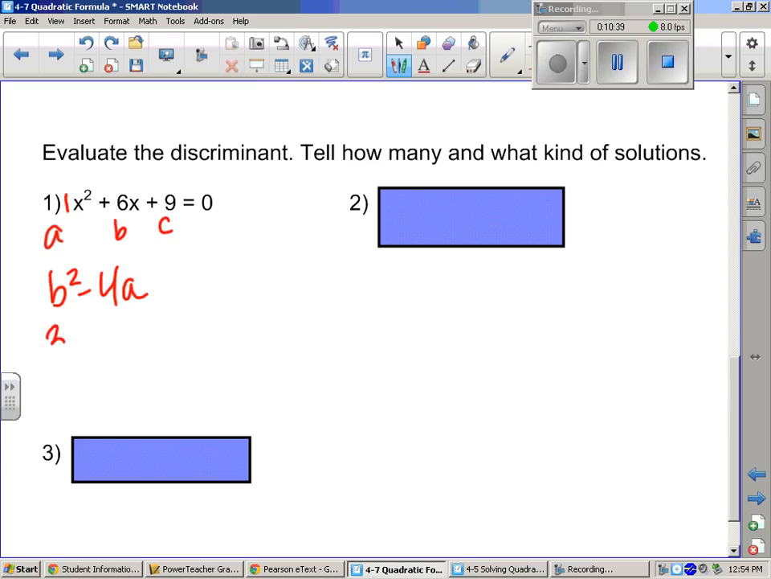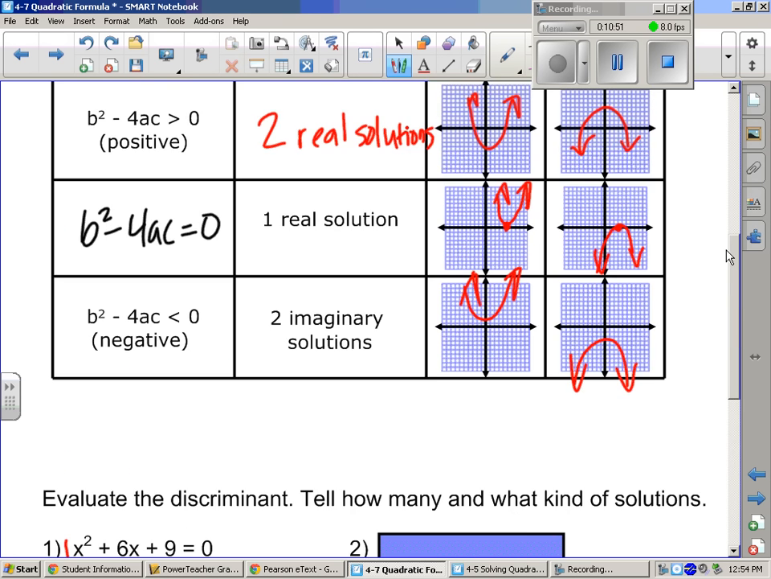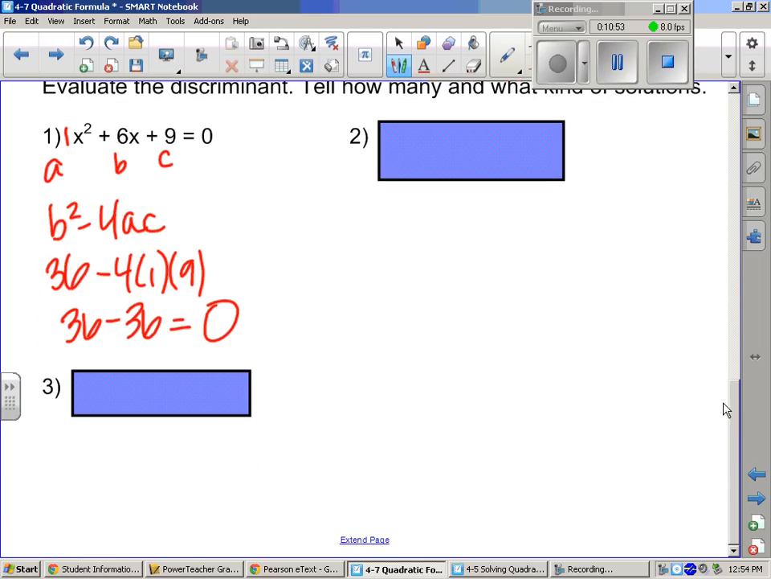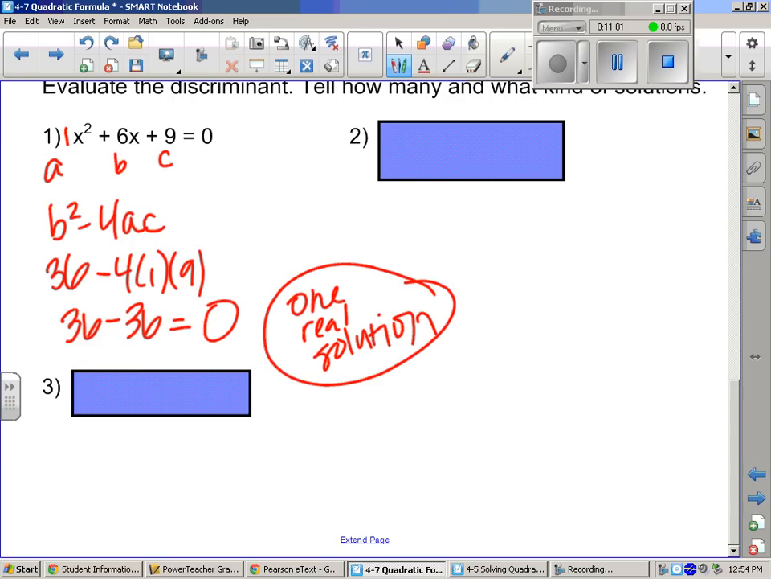B squared is 36 minus 4 times 1 times 9. 36, that's going to be minus 36, which is 0. So you look back at your chart. 0 means one real solution. Make sure you put real, because sooner or later we're going to be talking imaginaries. Yep. I'll just do one more and then we can skip the last one.